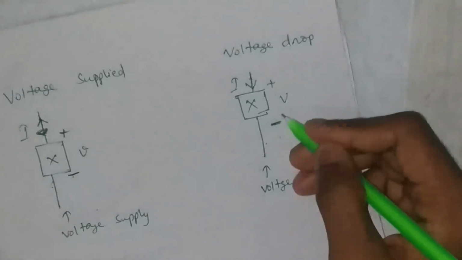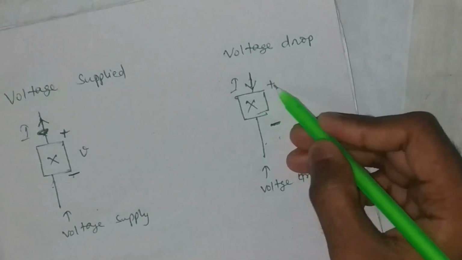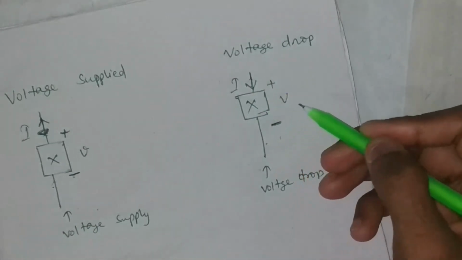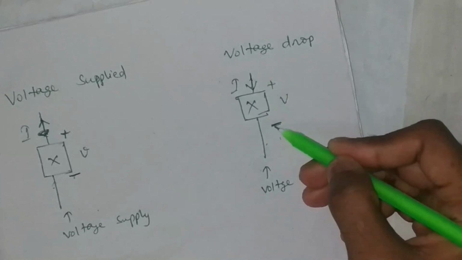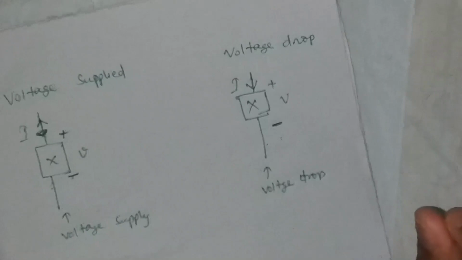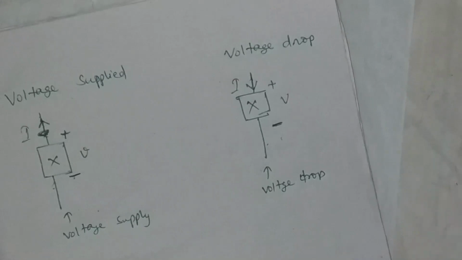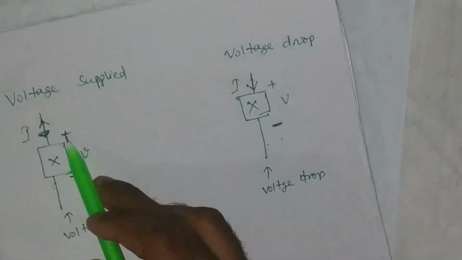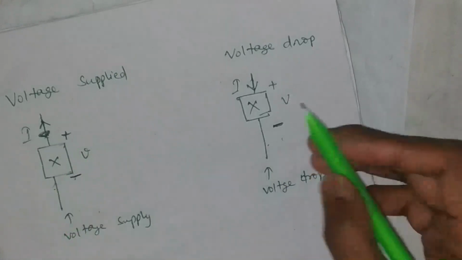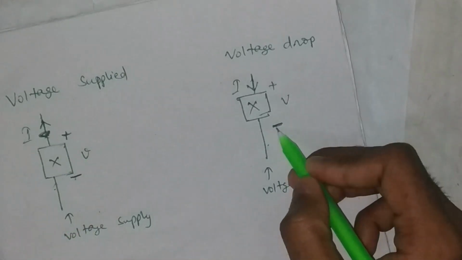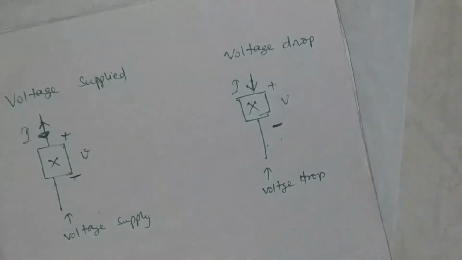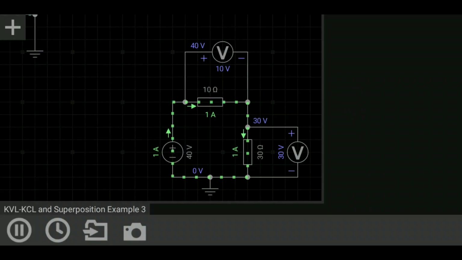And here the current enters from the positive side and exits from the negative side. So here voltage is decreased in the direction of current, and this element drops the voltage. Only one thing you have to remember: if current exits from the positive side, that element is supplying the voltage, and if current exits from the negative side, that element is dropping the voltage. Let's go back to the animation.